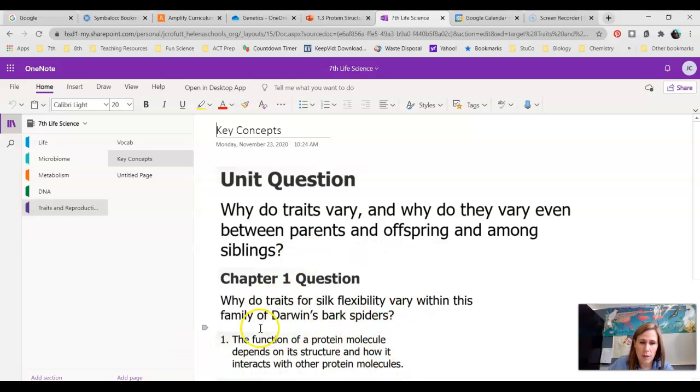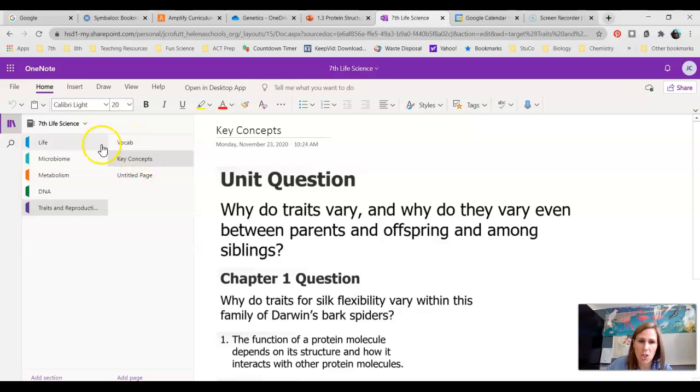And then key concept number 1 that we'll address today says the function of a protein molecule depends on its structure and how it interacts with other protein molecules. So at the end of this today, you guys will have a little lab that you do. If you're in class today, you'll do it hands-on. If not, you guys will just kind of look at the pictures and make predictions. And guess what things would look like if we were together. It'll make more sense when we get there.